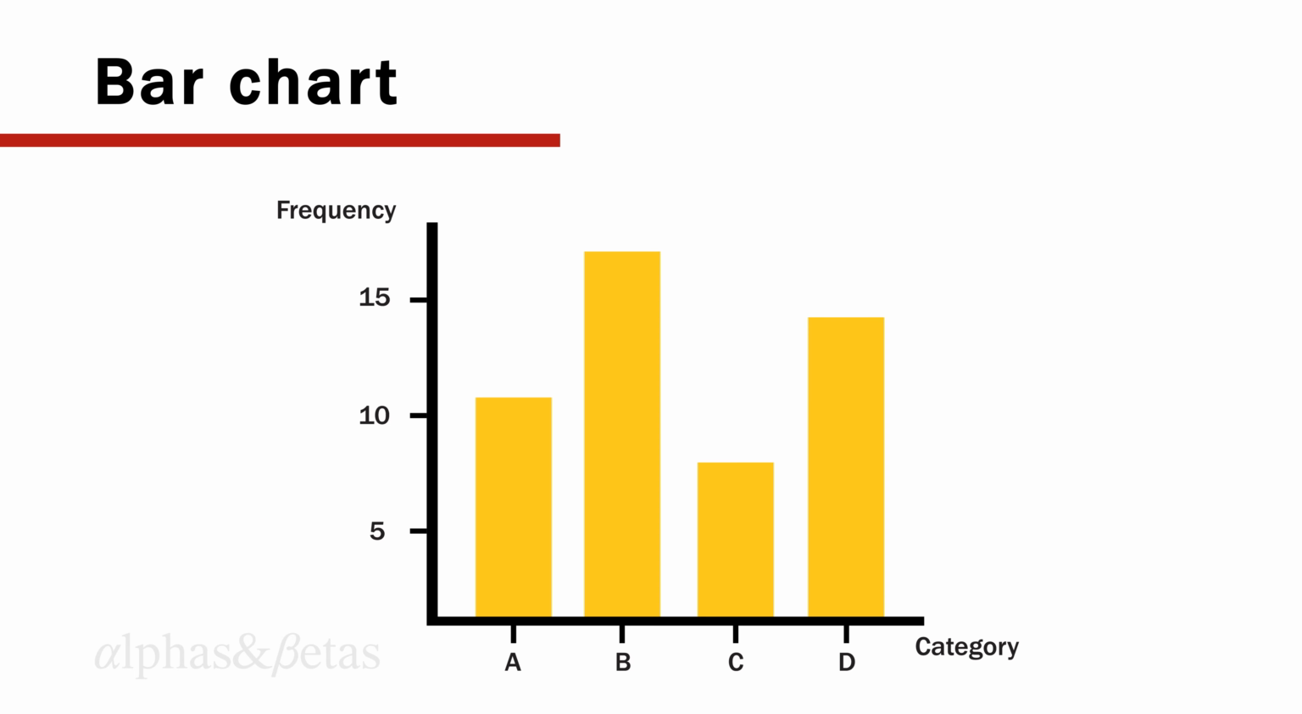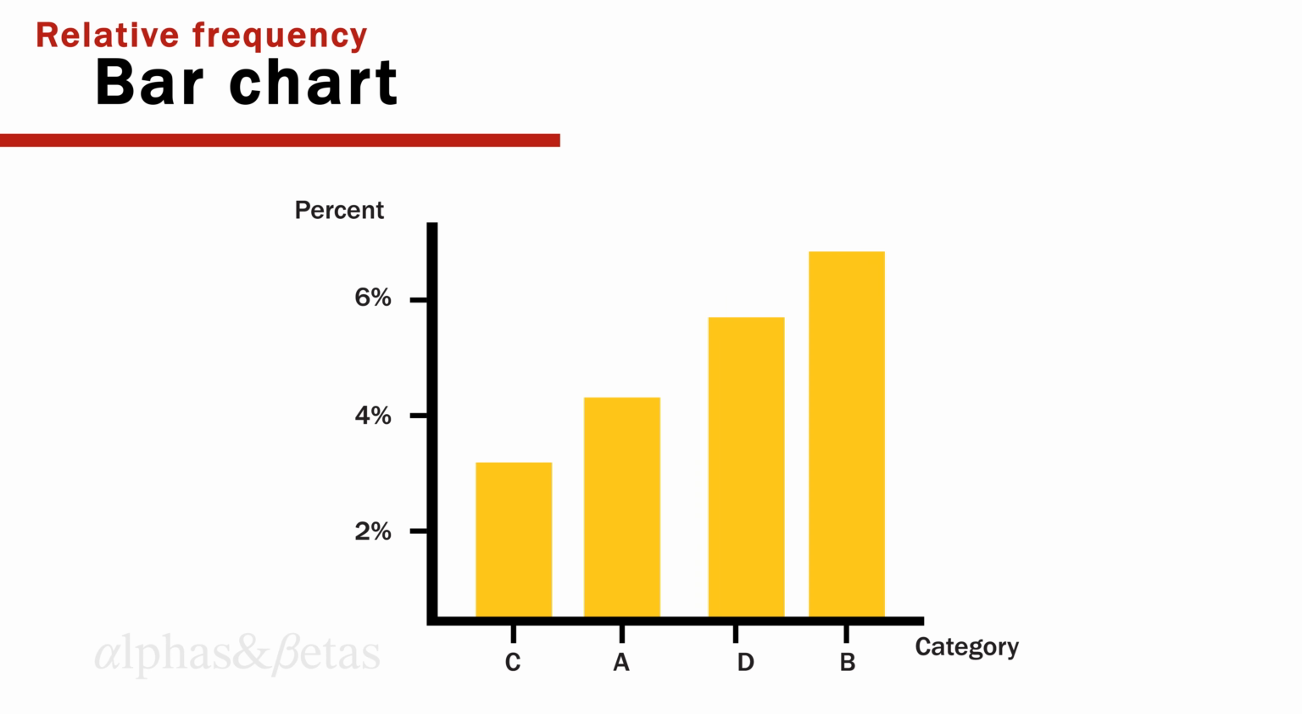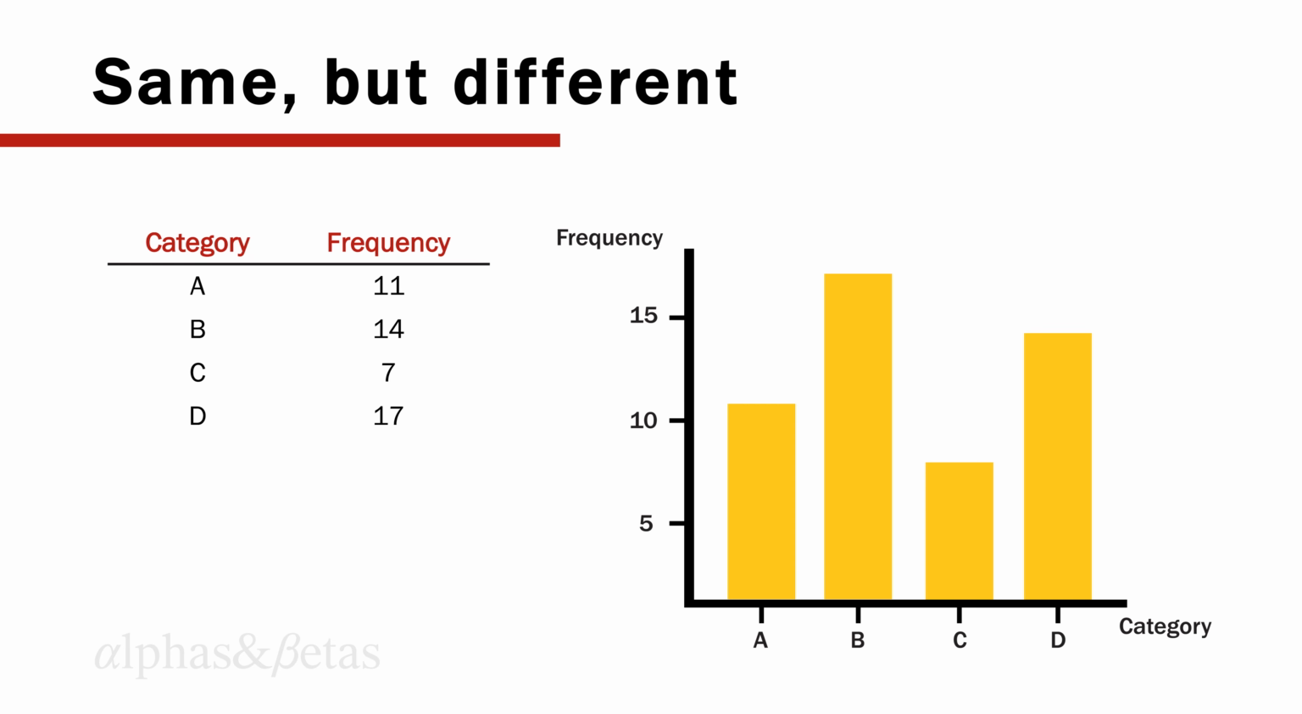If you have one variable and it's categorical, use a bar chart. A bar chart shows the count as bars for each category. If you show the percentage rather than the number, that's a relative frequency bar chart. You can reorder the bars to make the graph more readable. You can do this because the bars are categories, so there's no inherent order. The bar chart is a visual version of the frequency table.